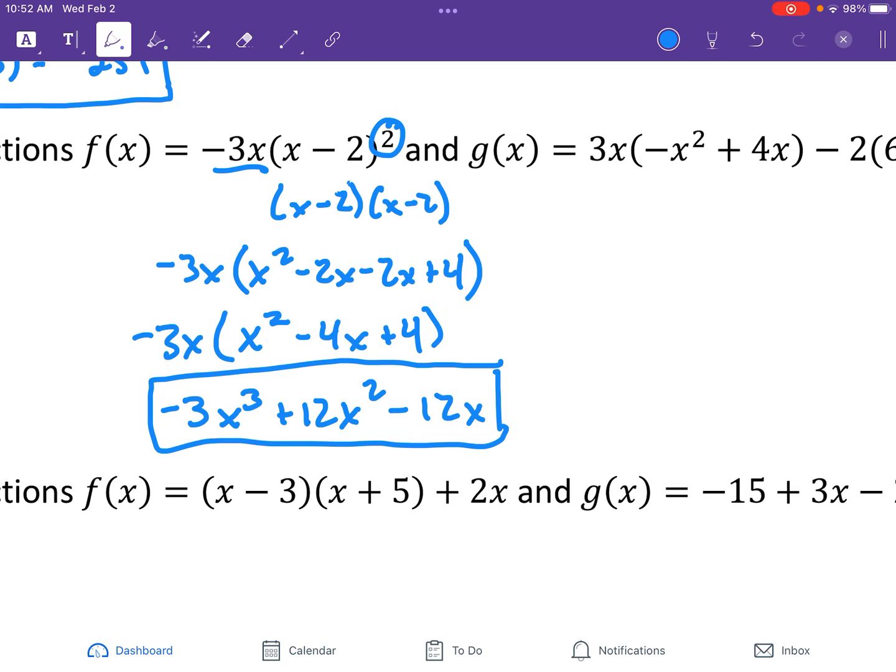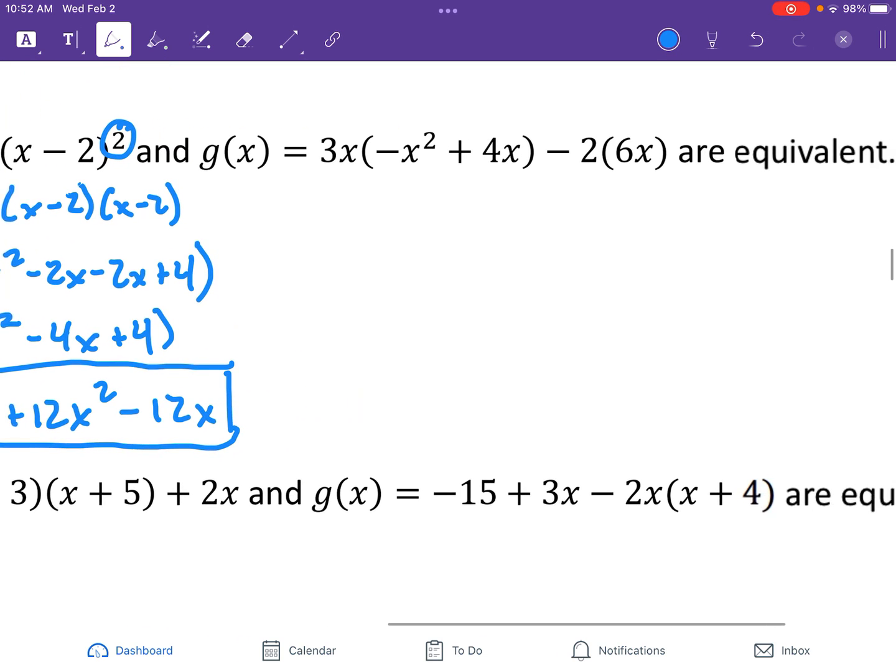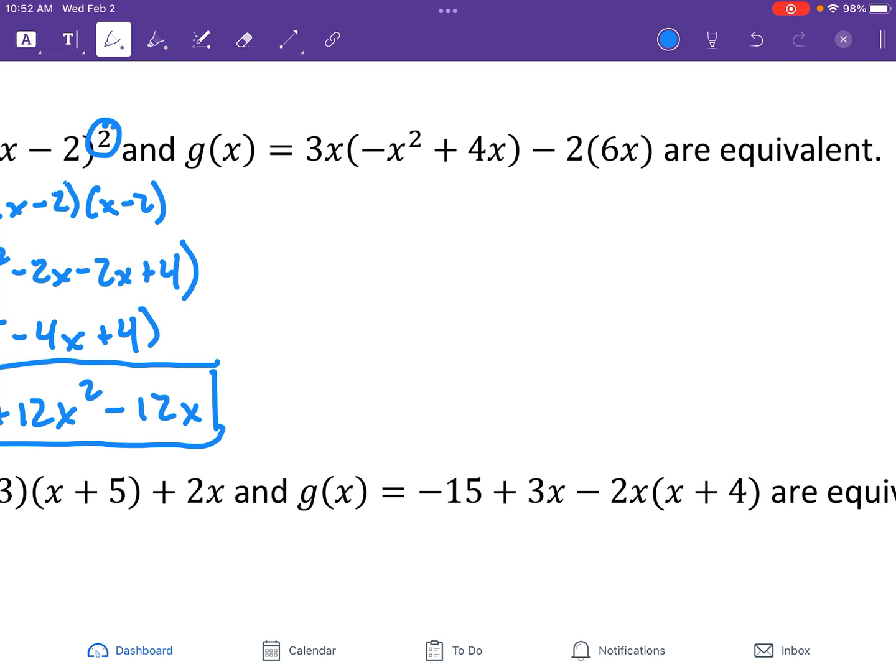Next, we have to go to the other one. So this one, I don't have anything that's got to be squared. I'm just multiplying stuff through. So positive 3x times negative x squared is going to be negative 3x to the third. And then 3x times 4x is positive 12x. On the other side here, we have minus 2 times 6x, which is going to be, x squared. Negative 2 times 6x is negative 12x.